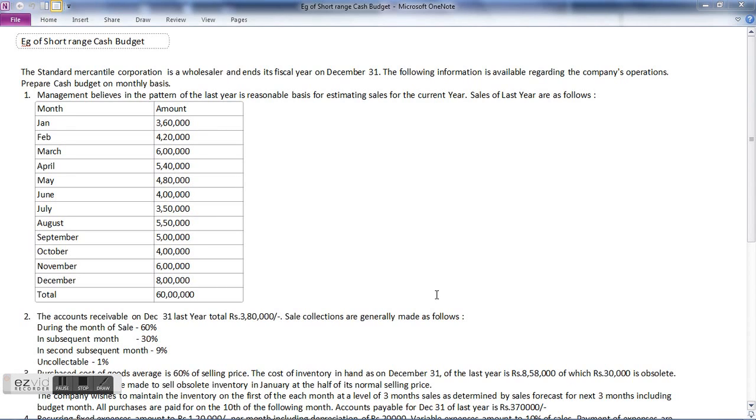So first, management believes the pattern of last year's sales is a reasonable basis for estimating the current year. Sales of last year are as follows. So management has given the sales of last year, and accordingly the current year's sales will remain the same as last year, and the monthly sales amounts have been given: Jan, Feb, March, April, May, June, etc.